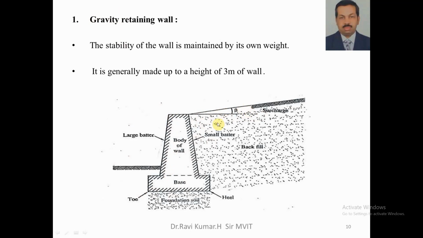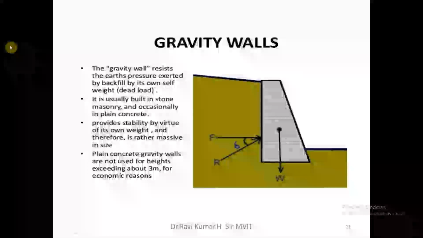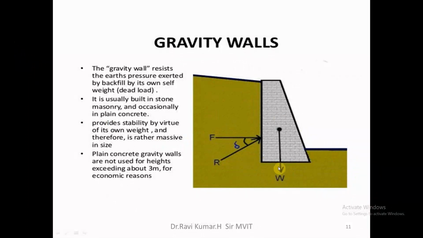So now, let us try to understand the structural action of a gravity wall. A gravity wall resists the earth pressure exerted by the backfill by its own self weight, which is nothing but what we call dead load. It is usually built in stone masonry and can also be built with mass concrete, and it provides stability by virtue of its own self weight, so it is massive in size. Generally, if we use mass concrete, these walls can go to a maximum height of 3 meters.